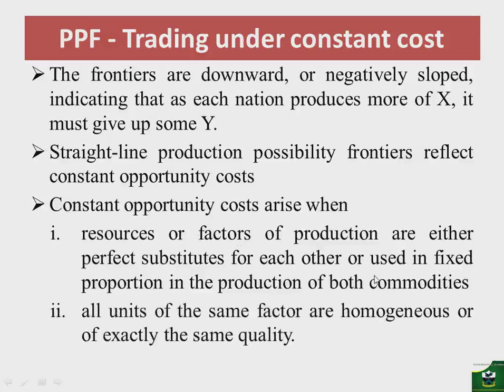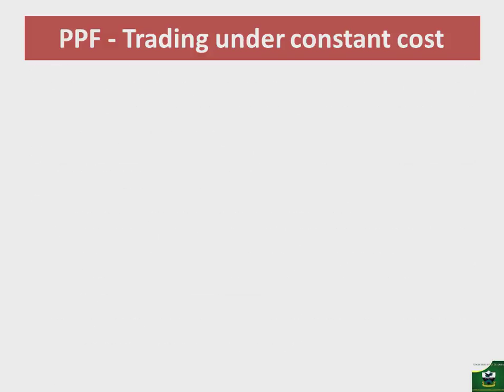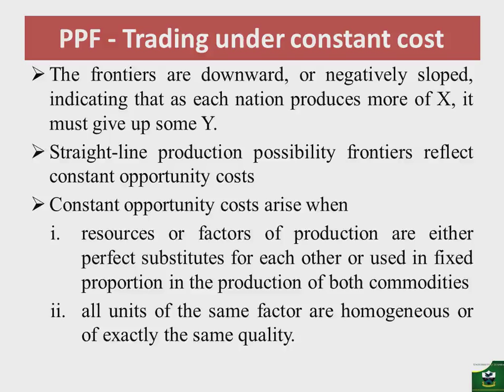And secondly, it arises when all units of the same factor are homogeneous or are of the same quality, which means that given that you consume commodity X and you consume commodity Y, you will equally be satisfied because the quality you are getting is the same, and therefore substituting one for the other in production will not affect your utility.